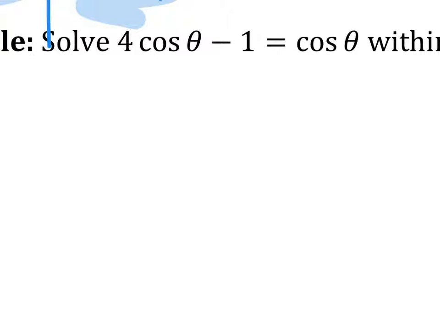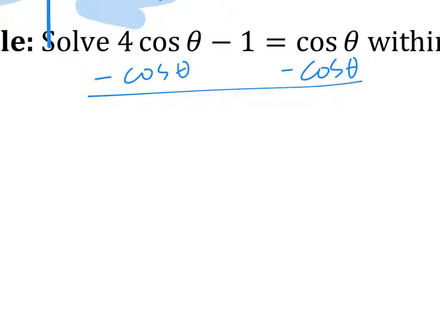Get rid of the cosine theta. How? Okay, so maybe subtract cosine theta. 4 cosine theta minus cosine theta is what? 3 cosine theta. Just think of cosine theta as a variable. So it's 4x minus 1 equals x. We've got to solve for x. Except now you have cosine, so you have to do one more step. It looks scary, but it is just that.